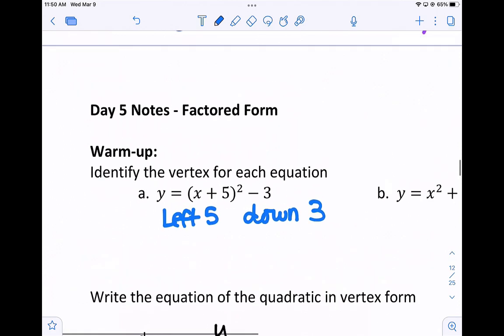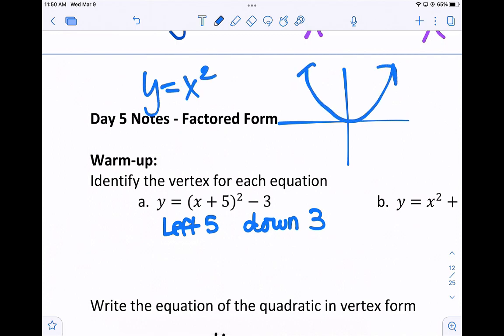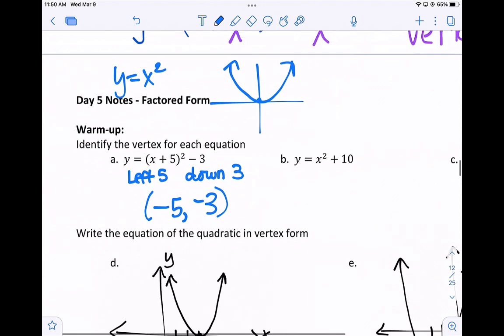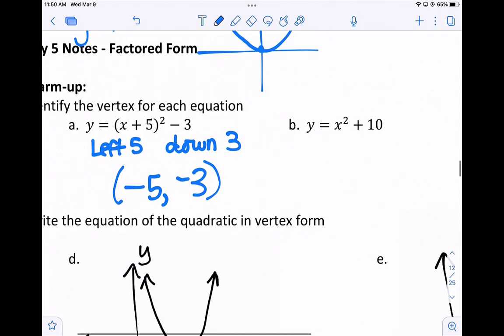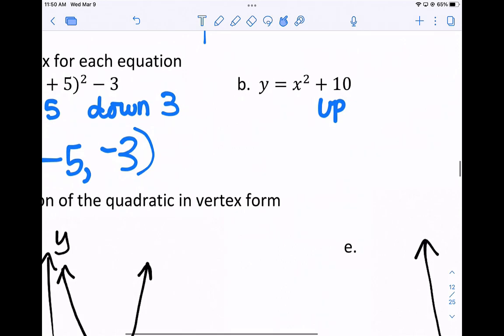And the graph that we're talking about is a quadratic with the parent function y = x² that has that vertex at (0, 0). So if we shift it left 5, down 3, the vertex would be (−5, −3). Our second graph doesn't shift left or right any, but it does go up 10. And so our vertex would be (0, 10) because it doesn't go left or right, but it does go up 10.